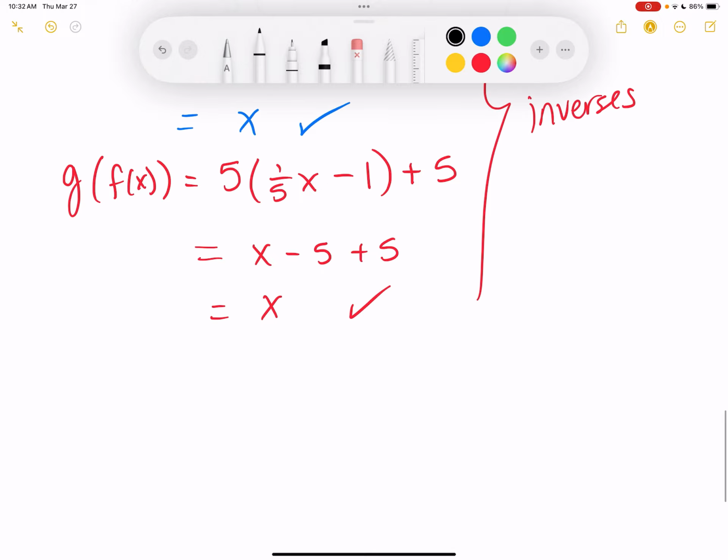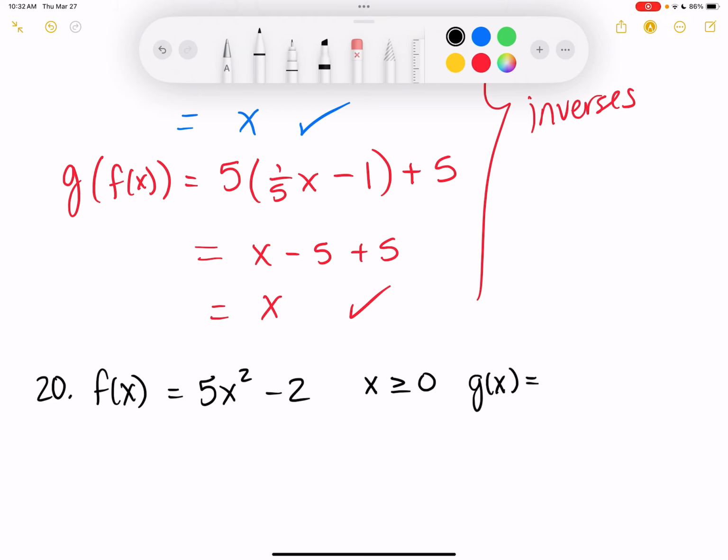Alright, number 20. Same thing. F of x equals 5x squared minus 2 for x greater than or equal to 0. G of x equals (x plus 2 over 5) raised to the 1/2. What does that mean? Root. It's actually a square root, but it's written this way for a reason, so we're going to leave it that way.